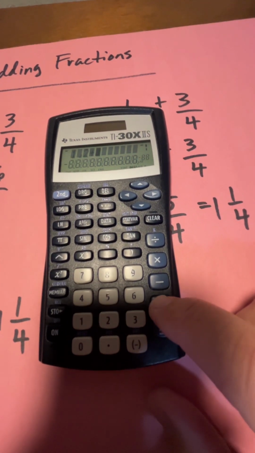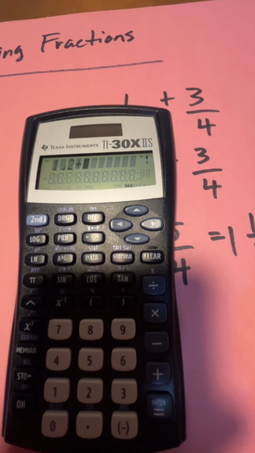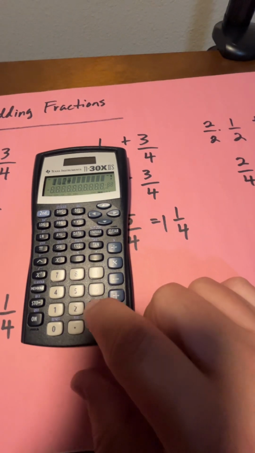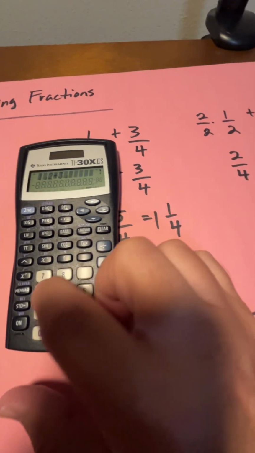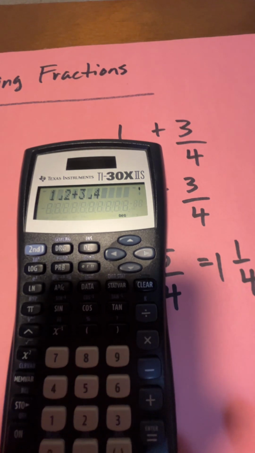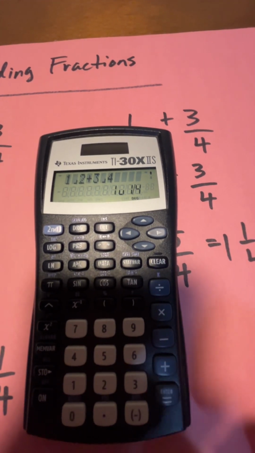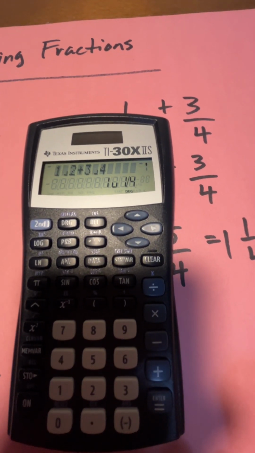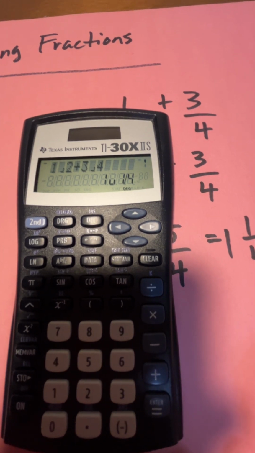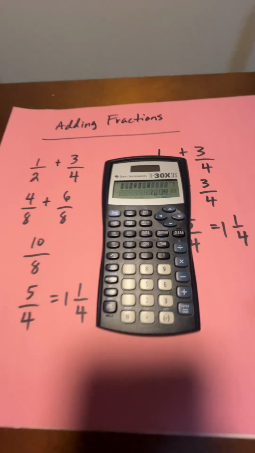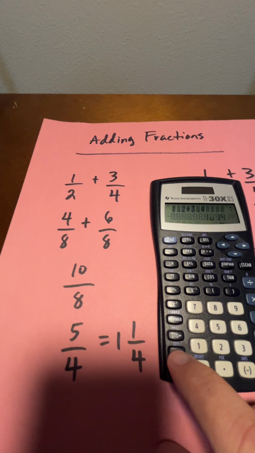Now I'm going to hit plus because we're adding, and now 3/4. So 3, and then that button, and 4. So it looks like that. Now if I hit enter, it gives me the answer, and that means 1 1/4, that symbol. So 1 1/4. So these calculators will add the fractions as well.